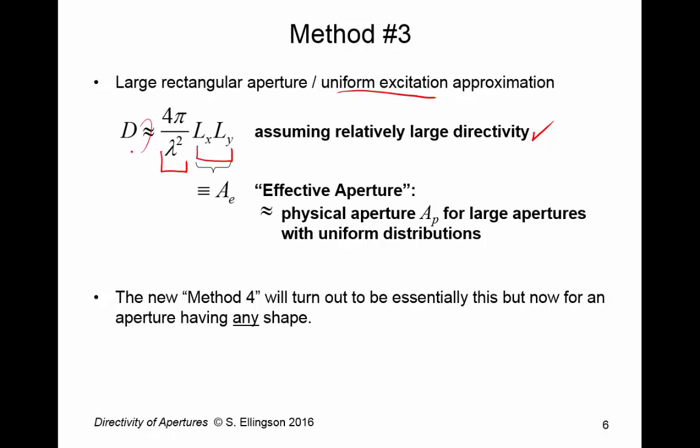Now, in this concept, we notice that this is, of course, related to the relationship between effective aperture and directivity in the receive case. So you can go ahead and make that connection that this must therefore be the effective aperture in this problem. And we're finding that the effective aperture is approximately equal to the physical aperture when we have uniform excitation. Now, the new method that we're going to talk about here, method 4, will turn out to be essentially this, but now we're going to have it for any shape, and it's going to be a somewhat more general expression. So let's go ahead and work this out.